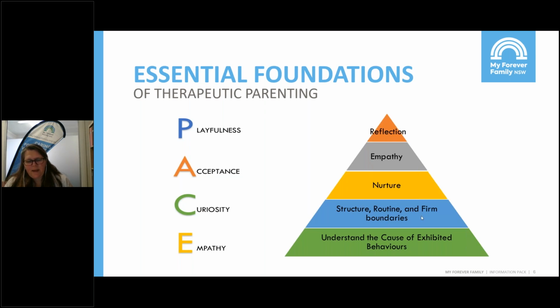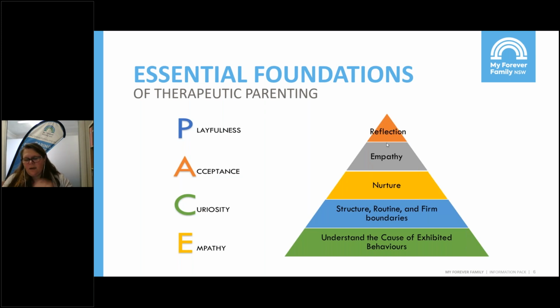The next layer on this triangle is about the structure, routine, and firm boundaries. So being really clear about what the expectations are to begin with, and understanding what that looks like in the home environment first. If the structure and the routine is really tight, then it provides safety for those children. The next one is nurture, helping the child to receive nurture and learning what nurture feels like. Next one is empathy. I'm going to talk more about that soon. And then reflection, so being able to look at what's happening and understand what's happening.